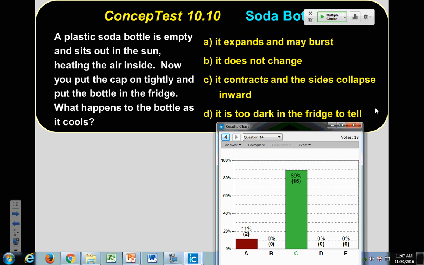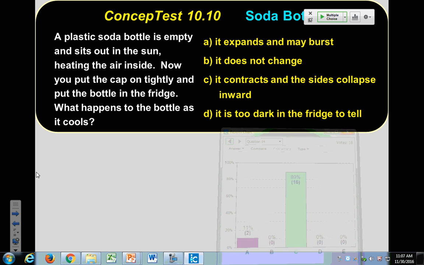Okay, good. C is right. You might have done this. Have you ever done this? Maybe not. When the temperature drops, then the pressure on the inside is going to drop. PV is nRT, so if the temperature drops, P drops, and then the pressure from the outside causes it to collapse inward.